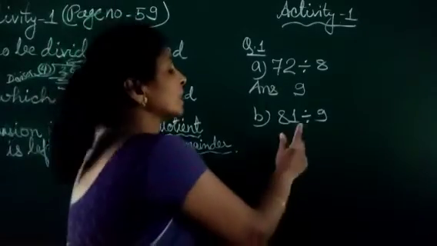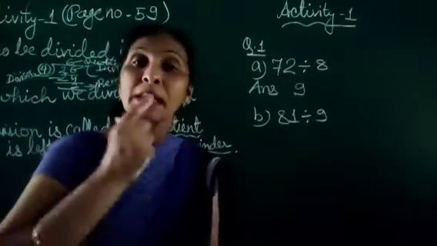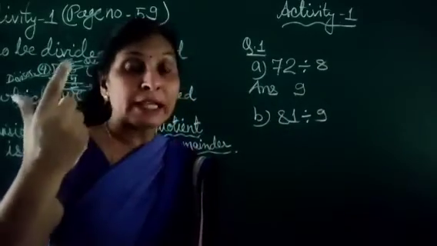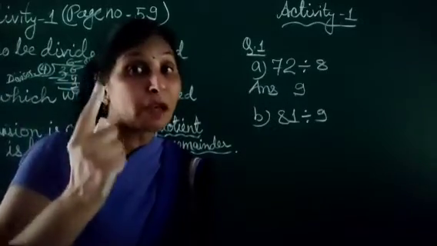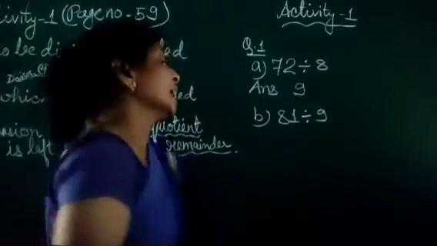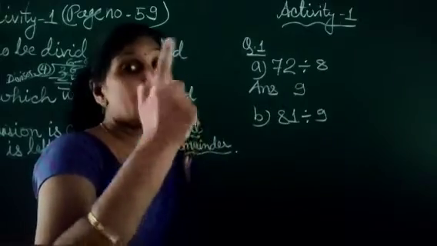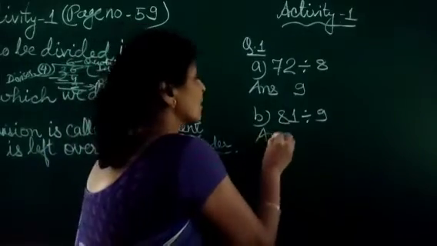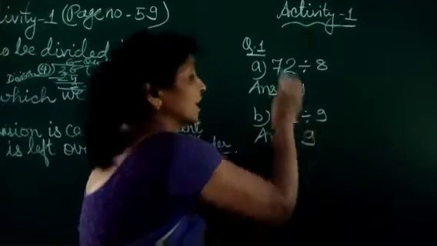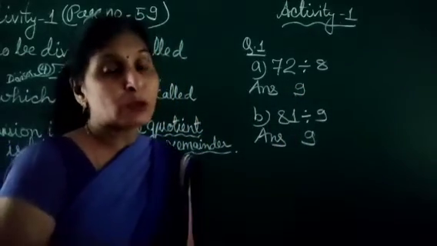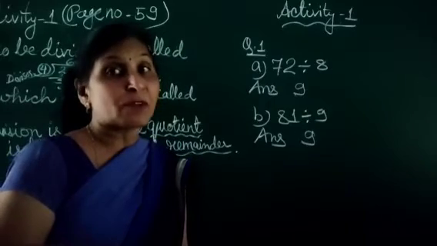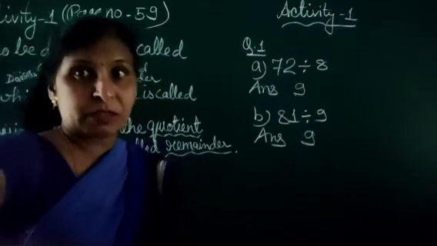Now part B, 81 divided by 9. Again we tell the table of 9. How many times does 81 come in the table of 9? That is 9 9s are 81. So our quotient is 9. In this way we can solve question number 1 by using tables and find our quotient.